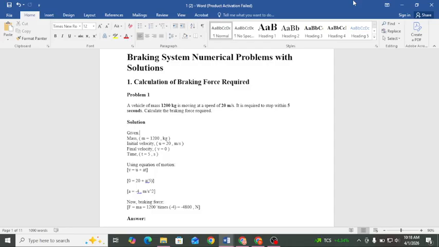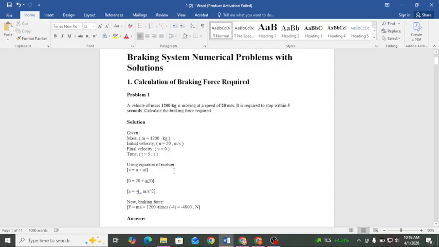So we discuss one by one. The first problem: a vehicle of mass 1200 kg is moving at a speed of 20 meter per second. It is required to stop within 5 seconds. Calculate the braking force. The given values: the mass m is 1200 kg, the initial velocity u is 20 meter per second, the final velocity v is 0, and the time to stop the vehicle is t equal to 5 seconds.